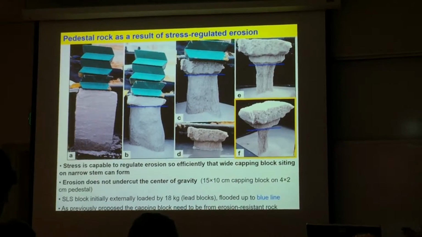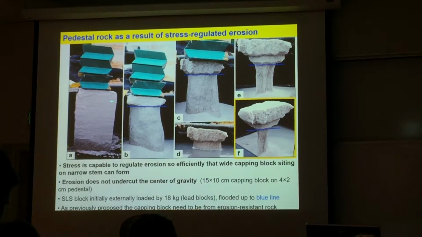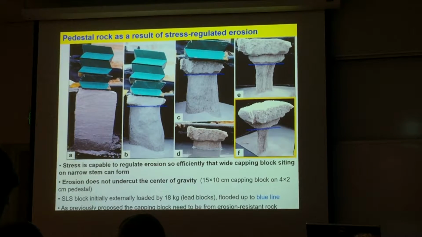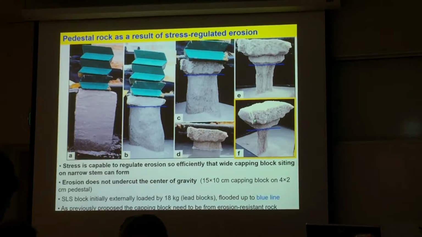And maybe the most strange experiment was one of the first we did. This is a rectangular block of sandstone. We put 18 kilograms of load on it. Then we flood it the first time. Then we take one load out, flood it a second time, a third time, and finally flood it to here and here. And that's the result. This form has a stem of 2 by 3 centimeters and a cup 100 times larger.